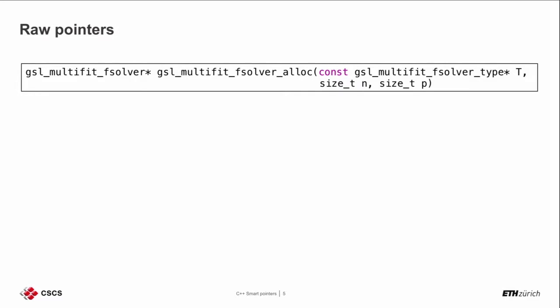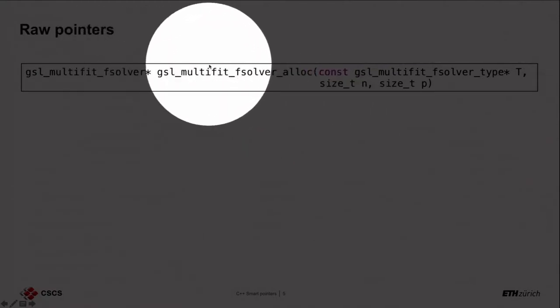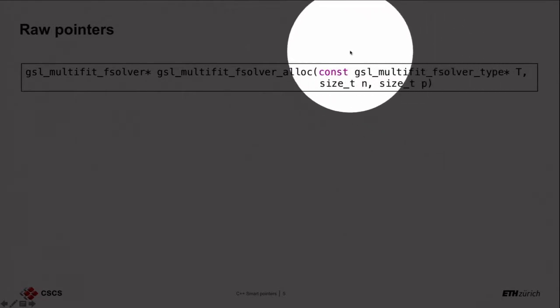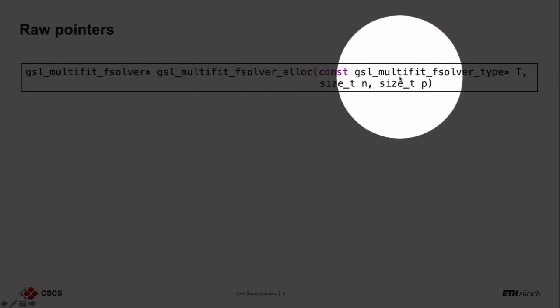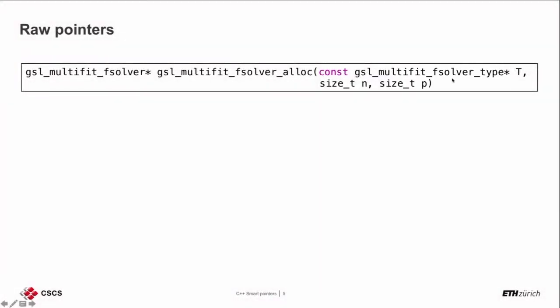This is a function from the GSL library. I don't remember the meaning. I think it's just a multi-fit solver, whatever. So as you can see in the interface of the function, there is a raw pointer to this gsl_multifit_fsolver type, whatever. Okay, let's say that you are a bit lazy and don't want to have a look at the documentation, or maybe the documentation is missing.